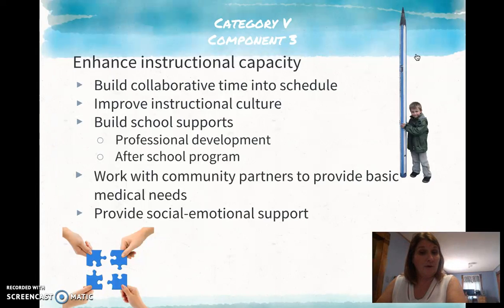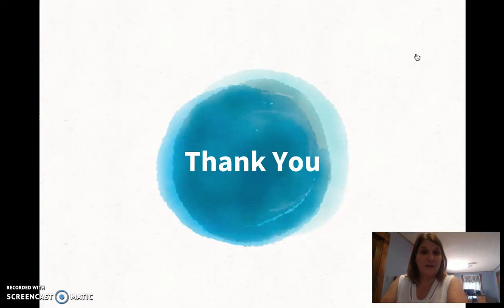Work with community partners to provide basic medical needs, such as the dental, the vision, and even mental health, and provide social emotional development. Thank you very much.